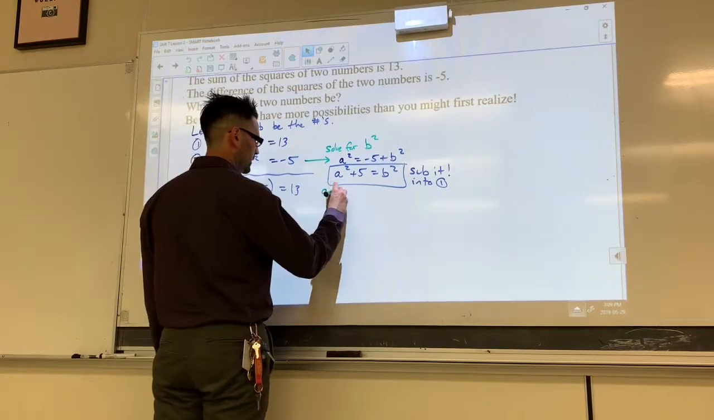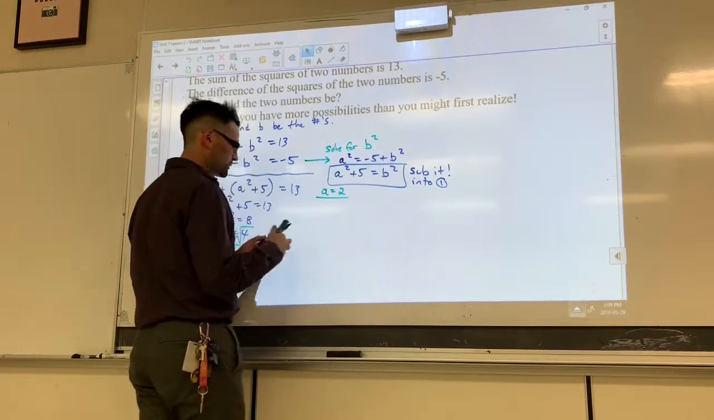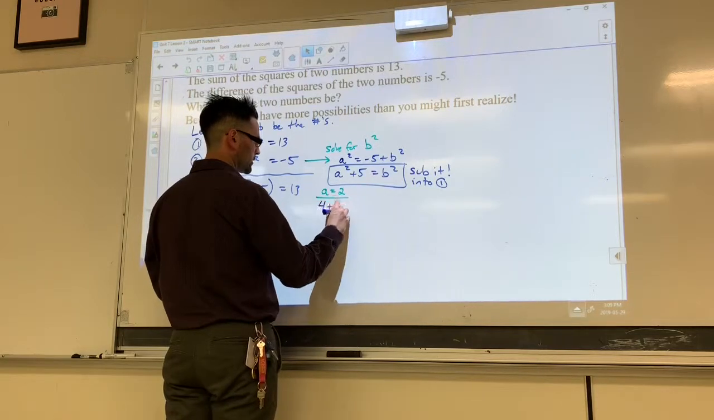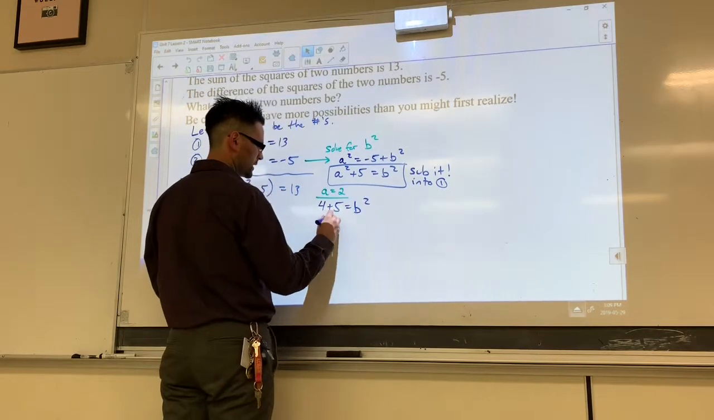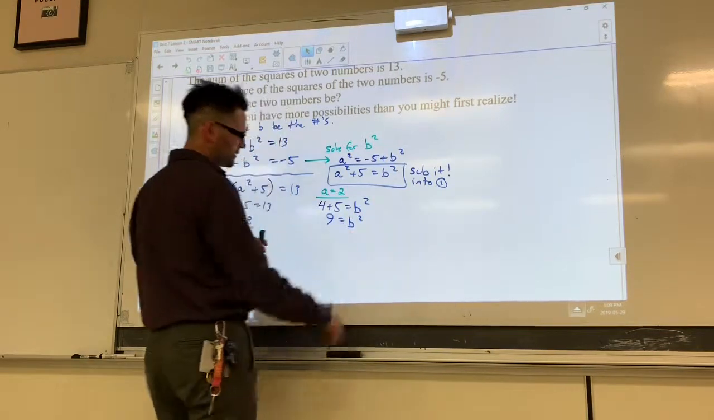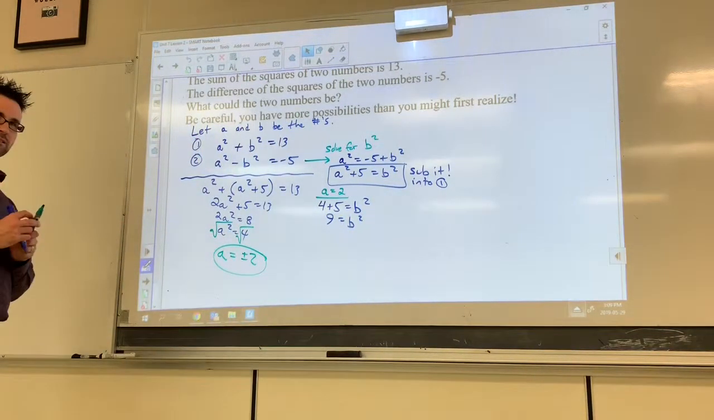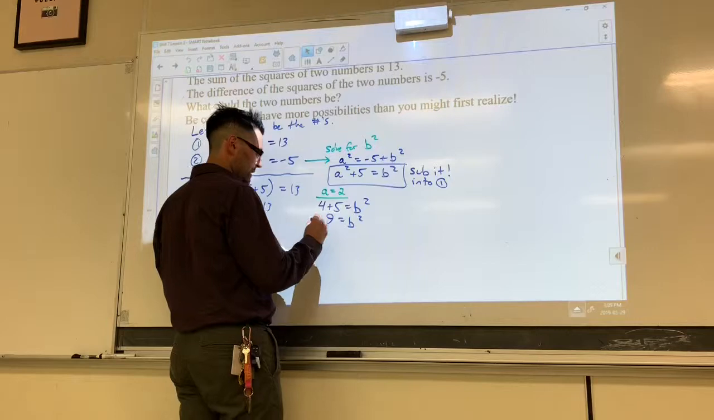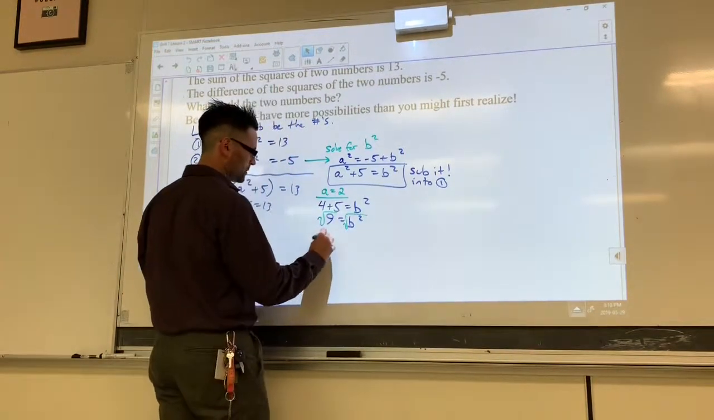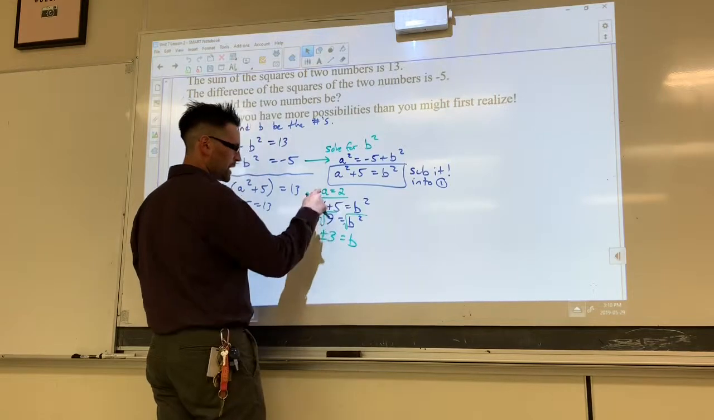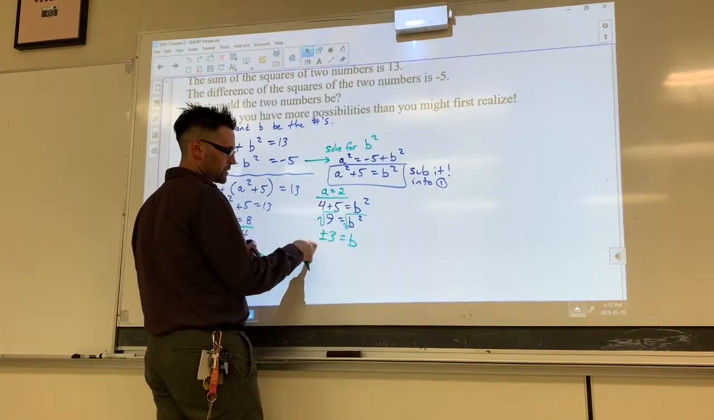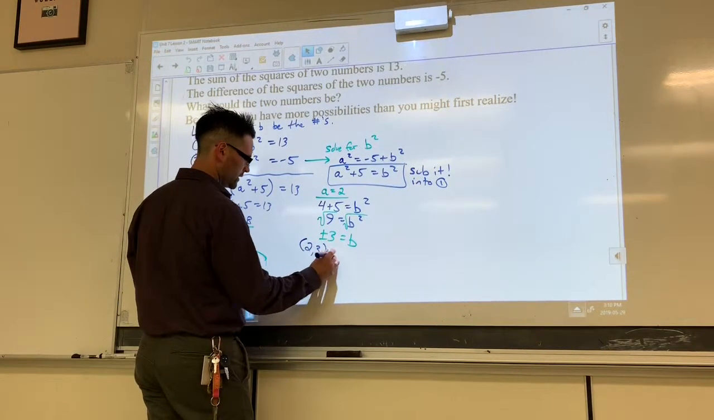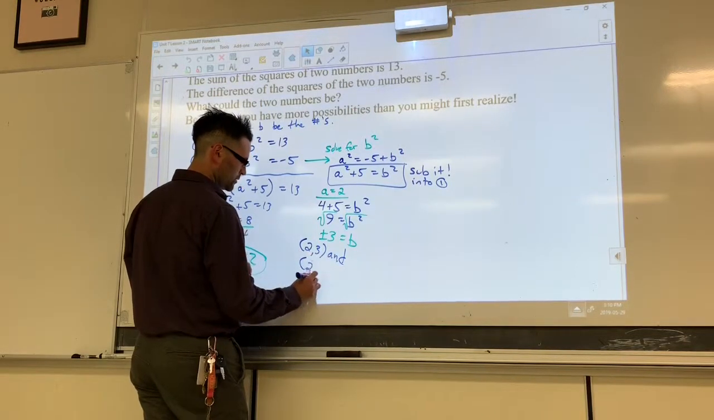So let's take A equals 2 and plug it into here. If A is 2, then you get 2 squared, 4. Check out what happens now: 9 equals B squared. How do you solve that? We've got to square root both sides again, which means you get another 2 answers: plus or minus 3 equals B. So when A is 2, the B value could be positive 3 or negative 3. So you've got 2 comma 3 and 2 comma negative 3.